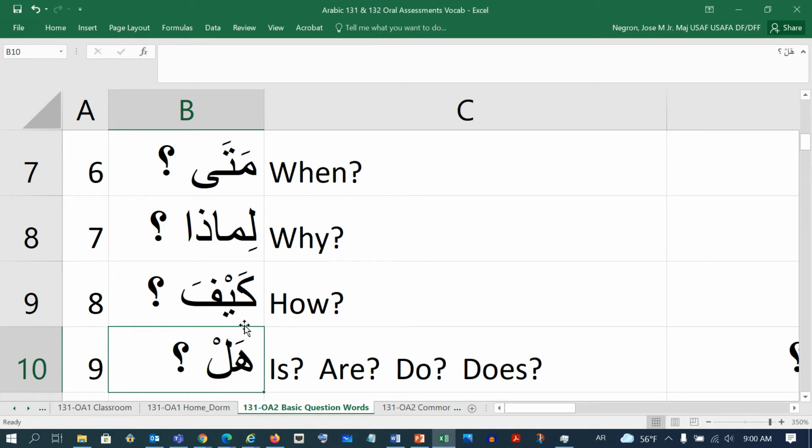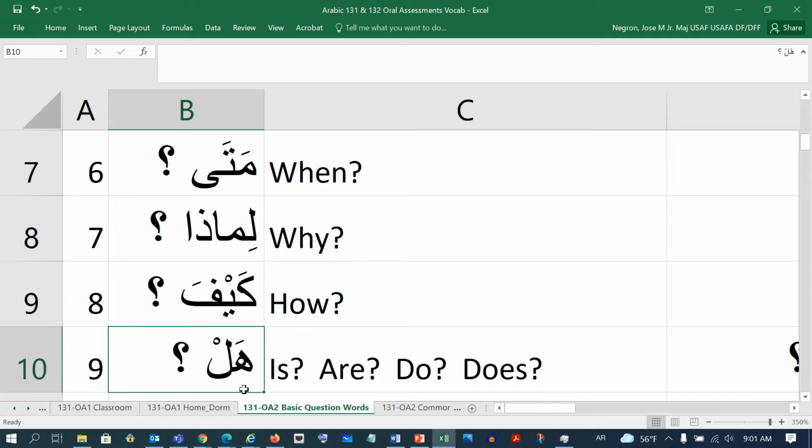Our next word is hal. I know we've told you that is in Arabic is often implied. It's not written. It's presumed to be there, but it's not written. But if you want to ask a question in English that would start with the word is, right? Like, is your name this? Or, are you from this city?